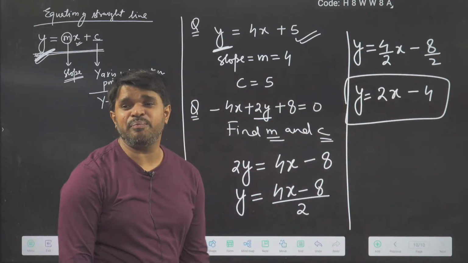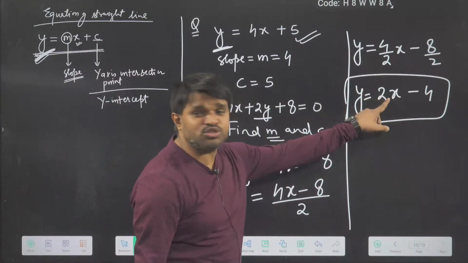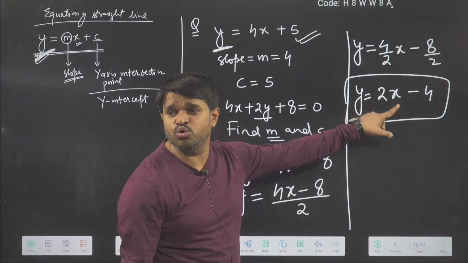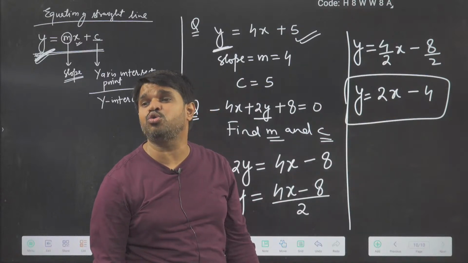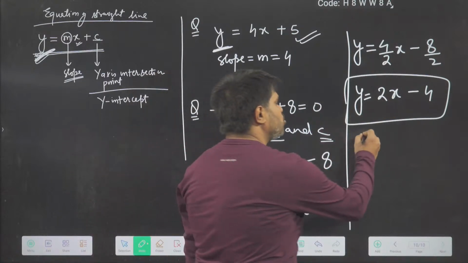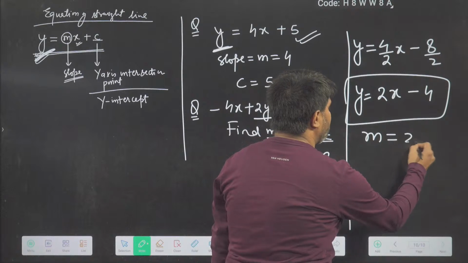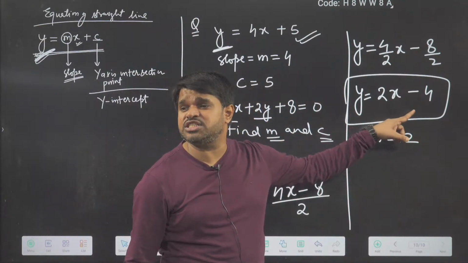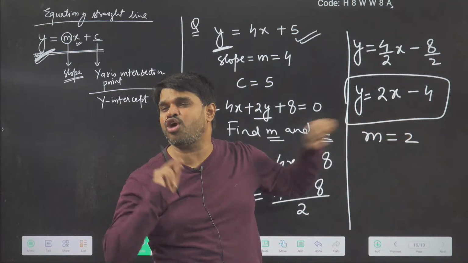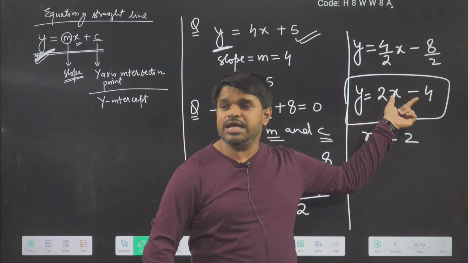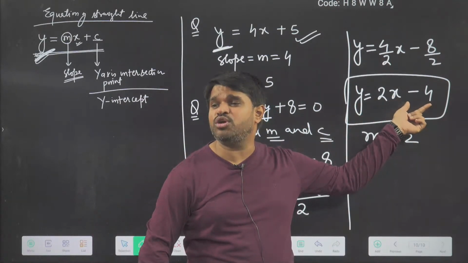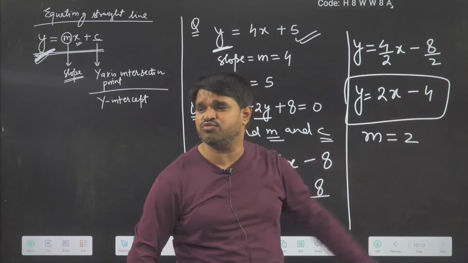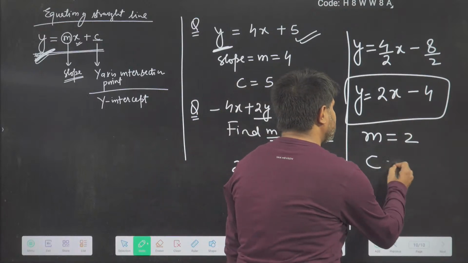Now I can simply compare. What is the coefficient of x here? 2. What is the coefficient of x here? 2, which is the slope. So slope m is going to be what? 2. What is written in the place of c? Is c plus 4 or minus 4? In the place of c, is plus 4 written or minus 4 written? Minus 4. So c is what?